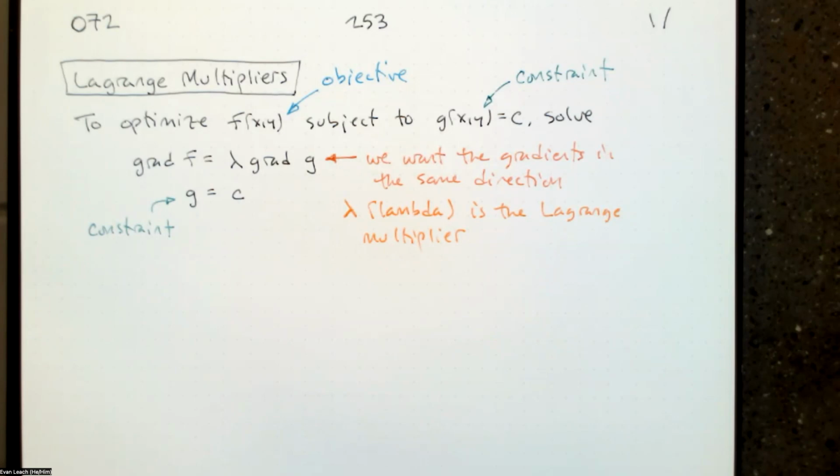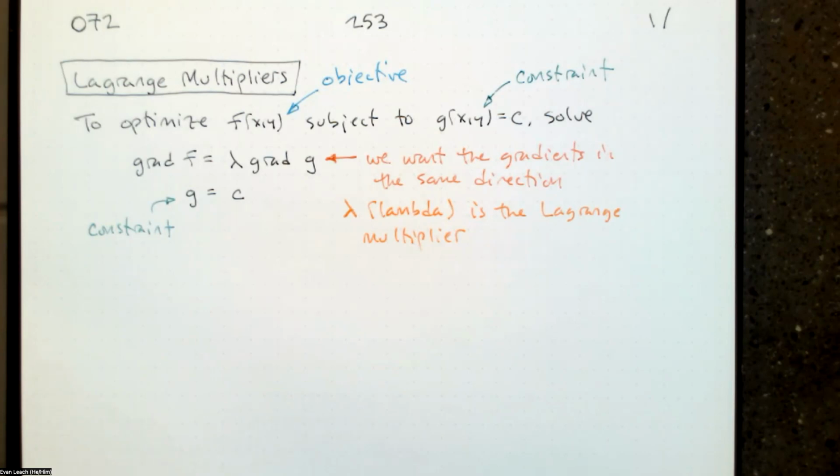Here's how we want to think of Lagrange multipliers. I want the gradients to point in the same direction. Think about what the gradient is telling us. And remember, we want the gradients to point in the same direction. That's what this statement says. We do a few problems, and then it starts to make more sense why we want the gradients to point in the same direction. So in addition to this, lambda is the Lagrange multiplier.